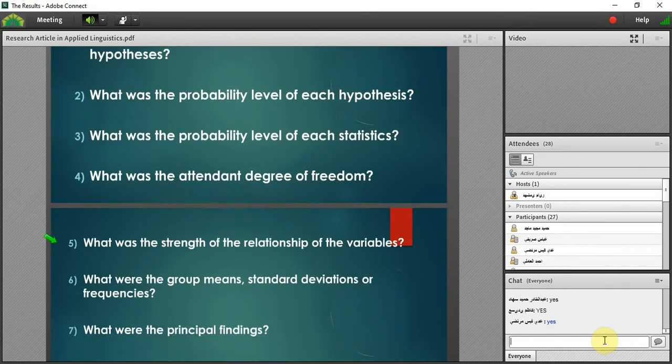Well, what was the strength of the relationships of the variables? In the results section, my dear students, you should be telling the readers if the results are significant or not, if the relationship is positive or negative. This is meant by question 5. What was the strength of the relationship between the variables? You tell the readers if the results are significant, if the relationship is positive between the two variables, negative, or what.